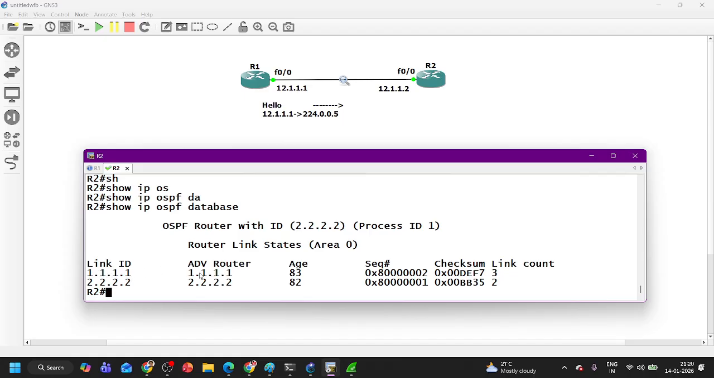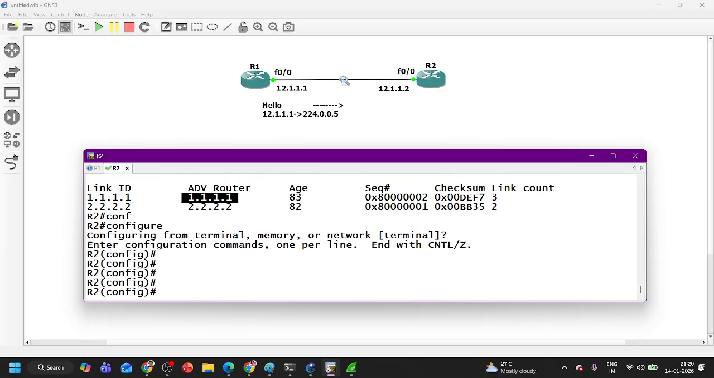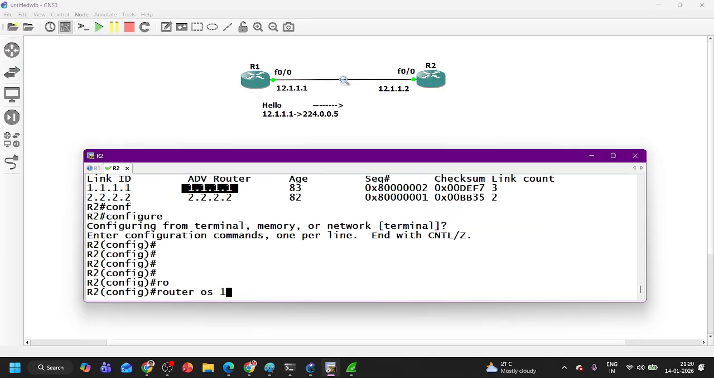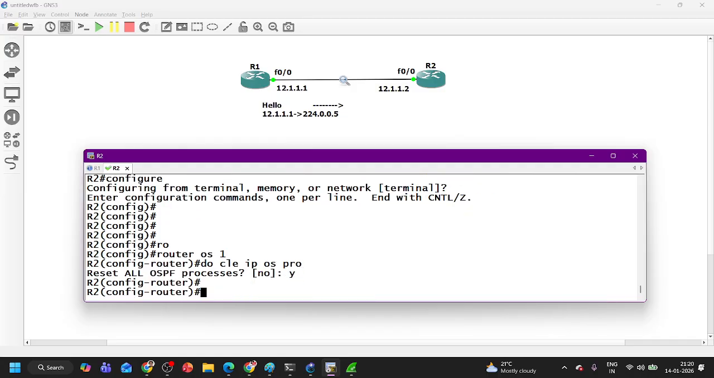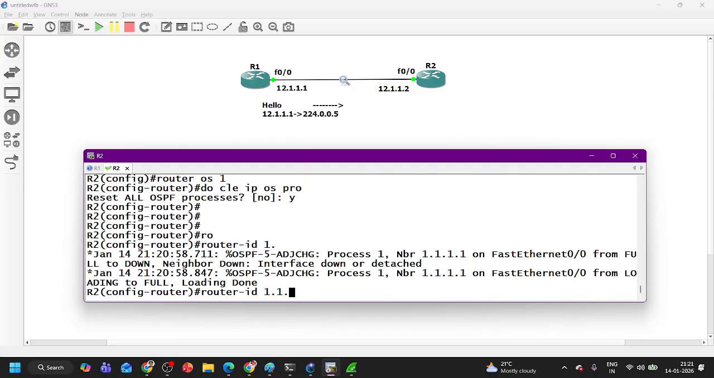And the advertising router ID will always be the router ID of the router that is advertising that LSA. The advertising router ID is going to be the same in all the LSAs. So the router ID must be unique. On router number 1, if I configure the same router ID, router ospf 1 and do clear ip ospf process, say yes, and router ID 1.1.1.1.